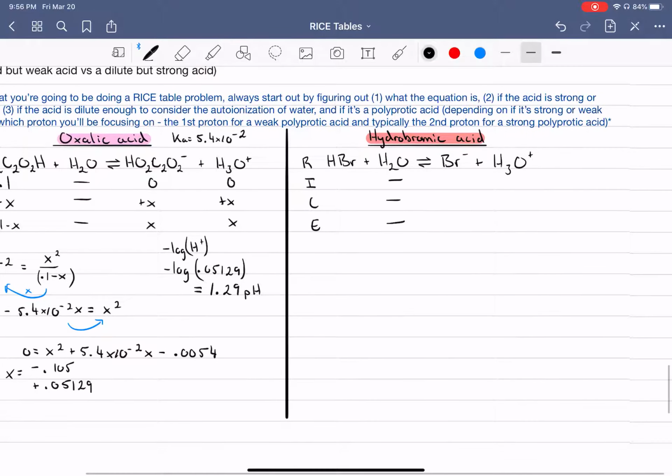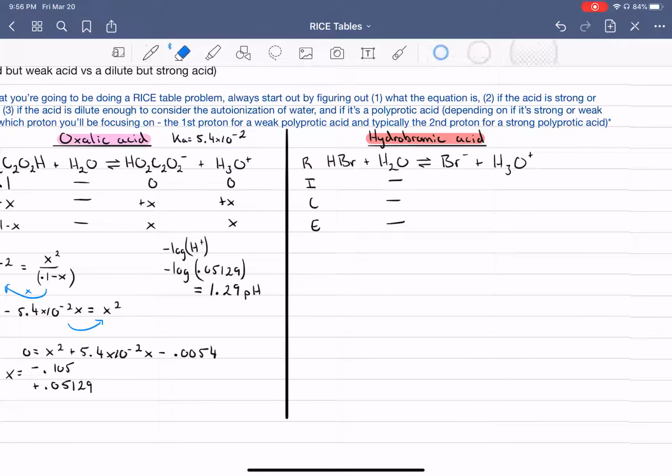And so we are actually going to erase this, and just drop this down one, draw a line through this. So anytime we consider the autoionization of water, we're just going to use water as our equation.